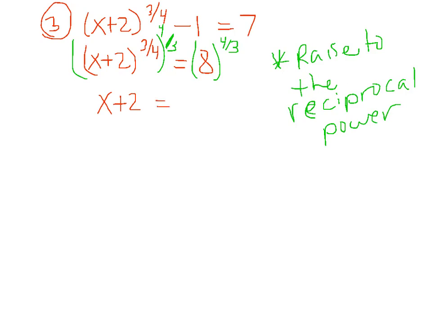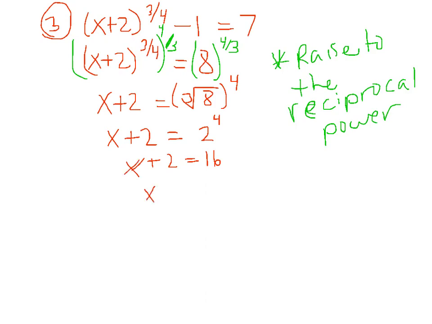4/3 power. We know that we can rewrite this as the cube root of 8 to the 4th. The cube root of 8 is 2. We'll raise that to the 4th power. So we get x plus 2 equals 16. Now we need to get x by itself, so we subtract 2, so x equals 14.